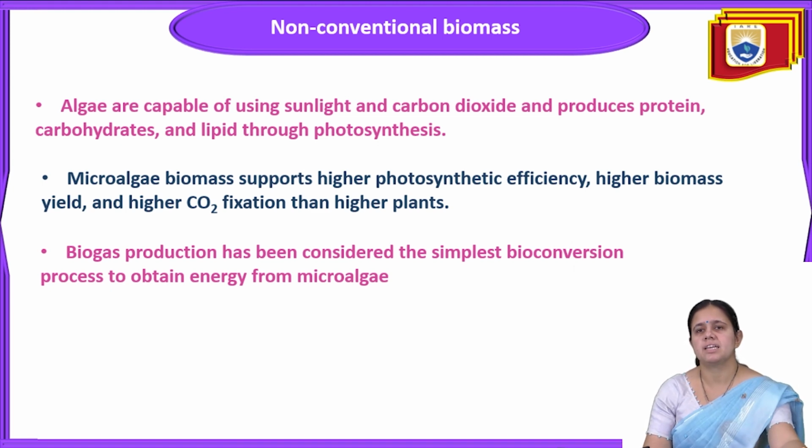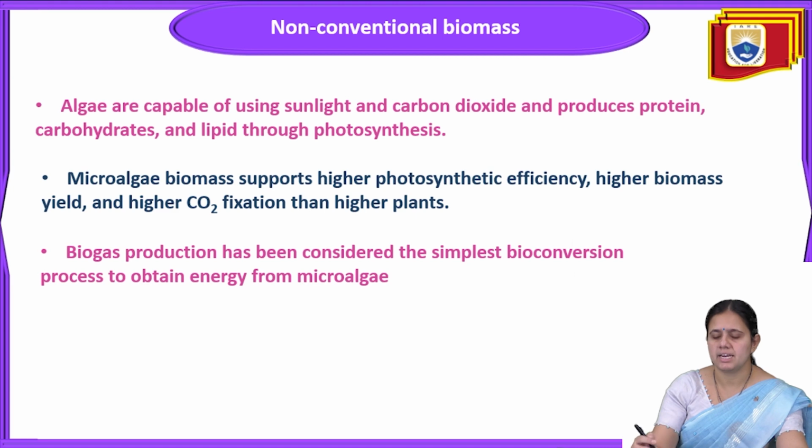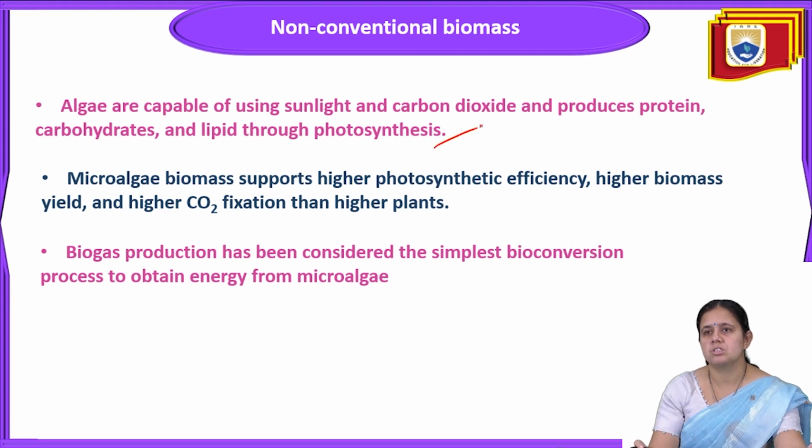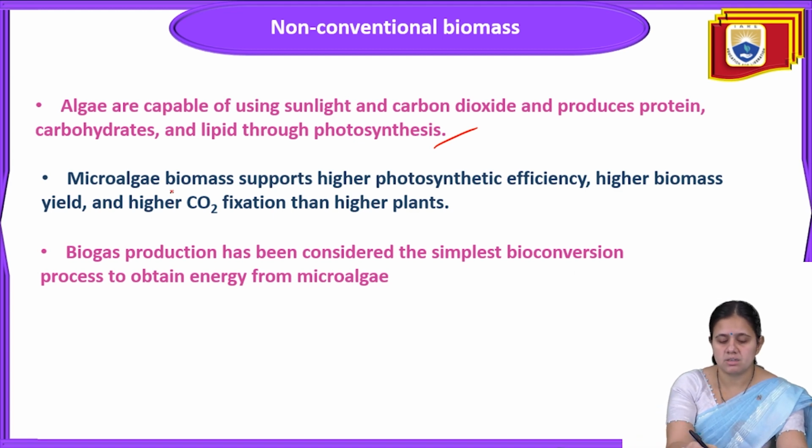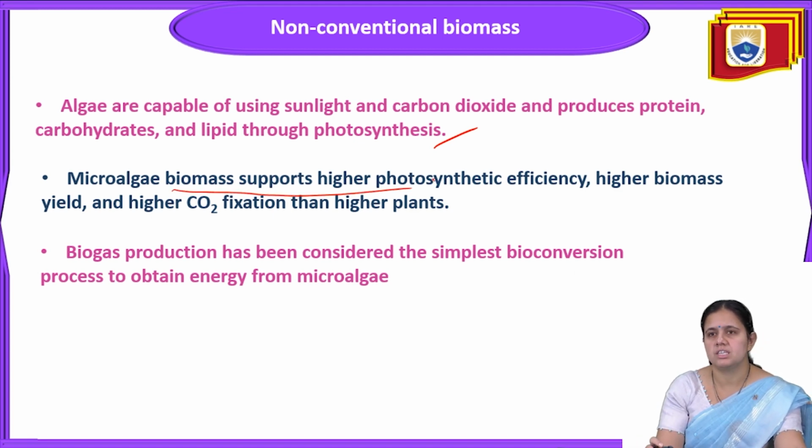So algae are capable of using sunlight and carbon dioxide to produce protein, carbohydrate and lipid through the photosynthesis process. Microalgae biomass supports higher photosynthetic efficiency, higher biomass yield and higher CO2 fixation than higher plants. That's why this microalgae is very important.